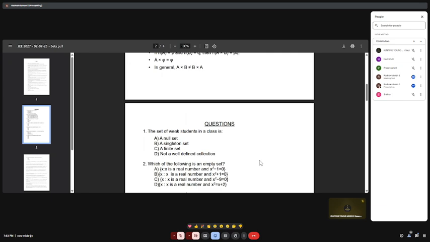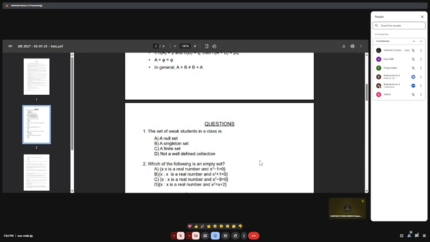Okay, let's look at the next problem. Which of the following is an empty set? X is a real number and x square minus 1 equal to 0. X is a real number and x square plus 1 equal to 0. The set of all the numbers x, so that x is a real number and the other conditions, which is an empty set.